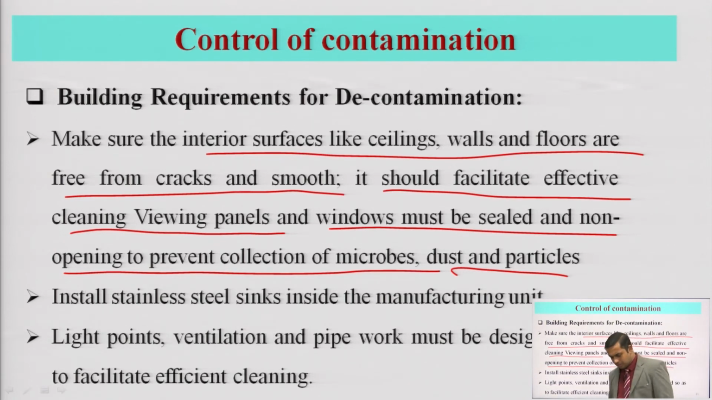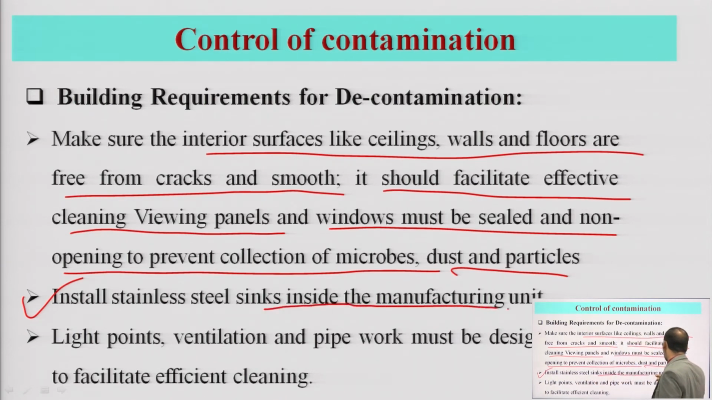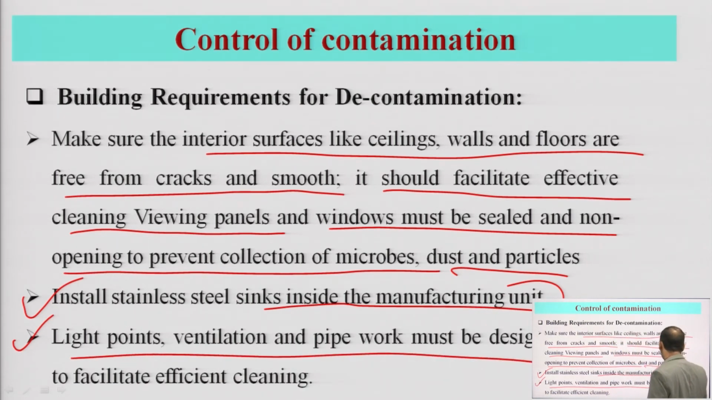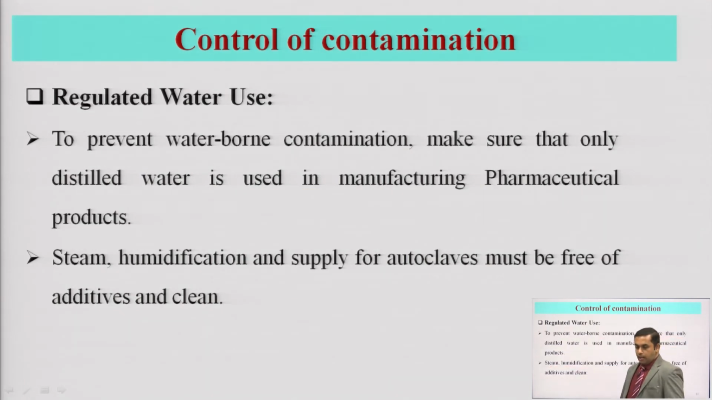In my previous slides, I mentioned how a building, the area where we are producing our substance, can be a source of potential contamination. That is why it is important. You may install stainless steel sinks inside the manufacturing unit. You can also focus on the light points, ventilation and pipe works. These must be designed so as to facilitate efficient cleaning. And you can also focus on the regulated water. When you join industry, you will observe there is a separate department called the water department.